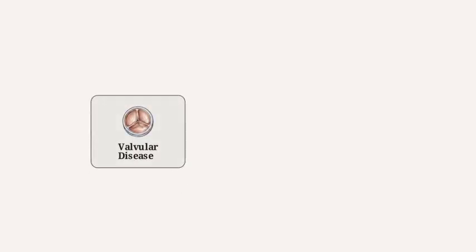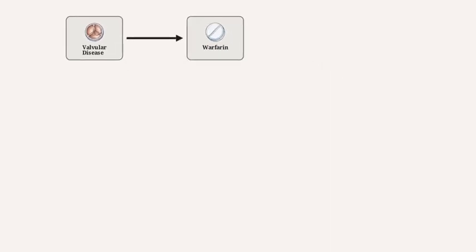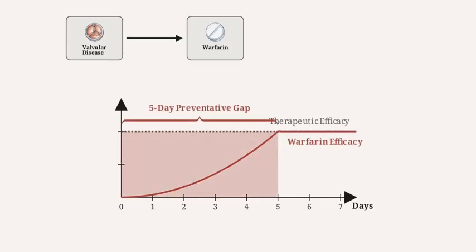Look at the first branch. The clinical rule is absolute. Valvular disease mandates the older oral option, Warfarin. Expanding this node reveals its trade-off. Warfarin is incredibly slow-acting, taking 5 days to reach therapeutic efficacy, leaving a massive preventative gap. You cannot leave a patient unprotected for 5 days.